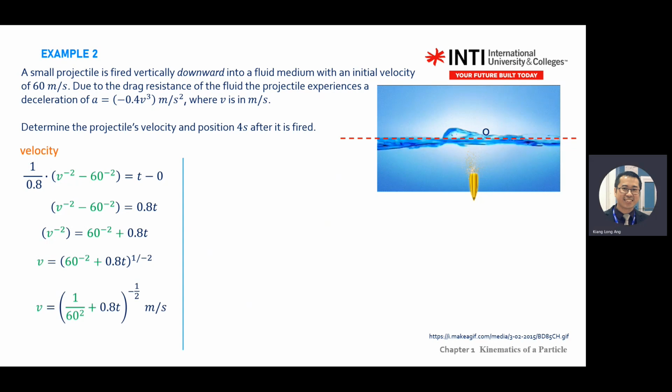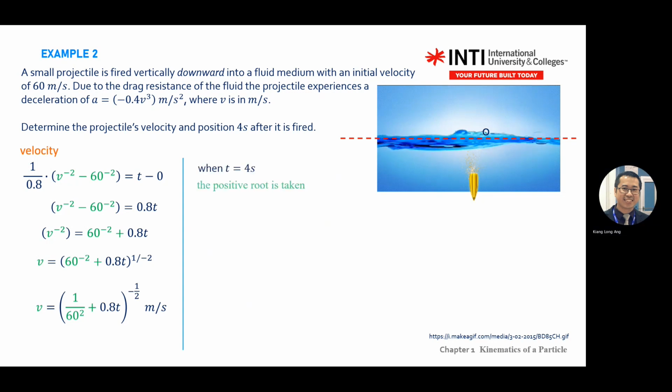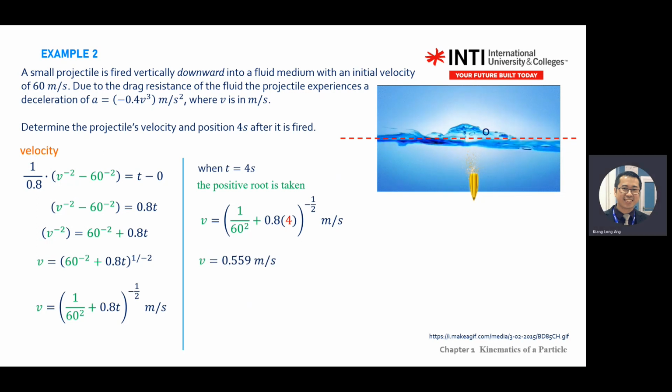Then from here, he asks you to determine the velocity after 4 seconds. So you have a time here. Substitute t equal to 4, then you get one answer. Again, this is 1 over square root. What does it mean? When you have a square root, you have a positive and negative value. Make sense?